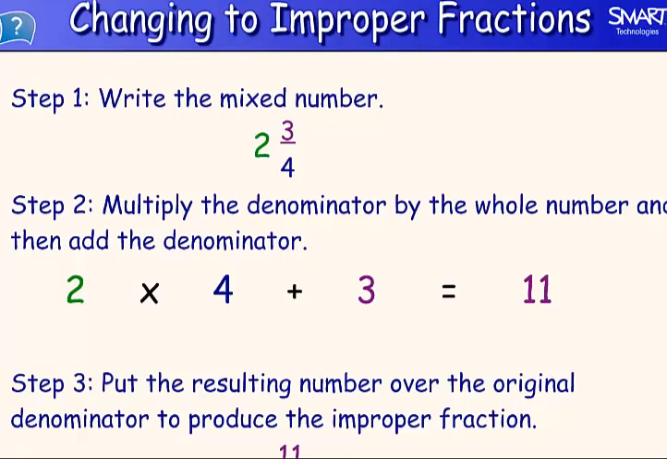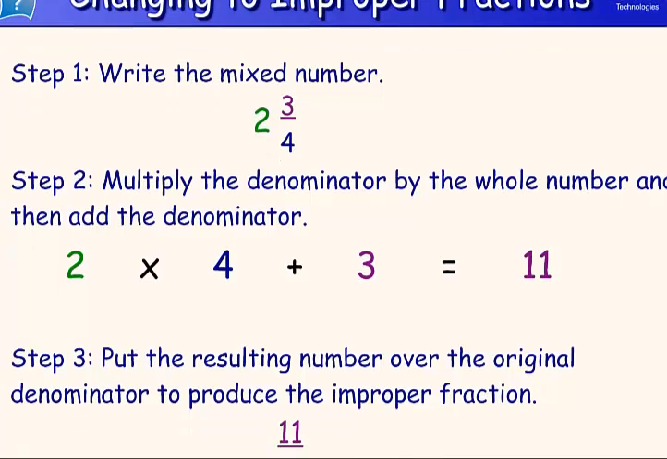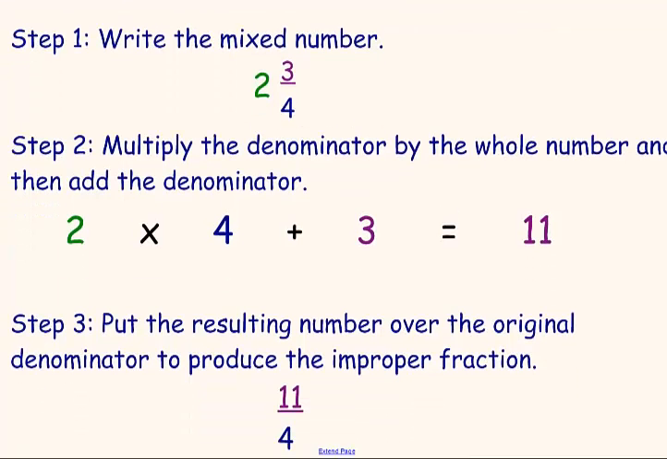Here are the steps I'd like you to write into your notes. Changing to improper fractions. Number 1, write the mixed number. Number 2, multiply the denominator by the whole number, and then add the numerator. In this case, 4 times 2 plus 3 is 11. And then step 3, put the resulting number over the original denominator to produce the improper fraction. Notice the bottom number, the denominator, is still 4 because there are 4 parts in the whole.